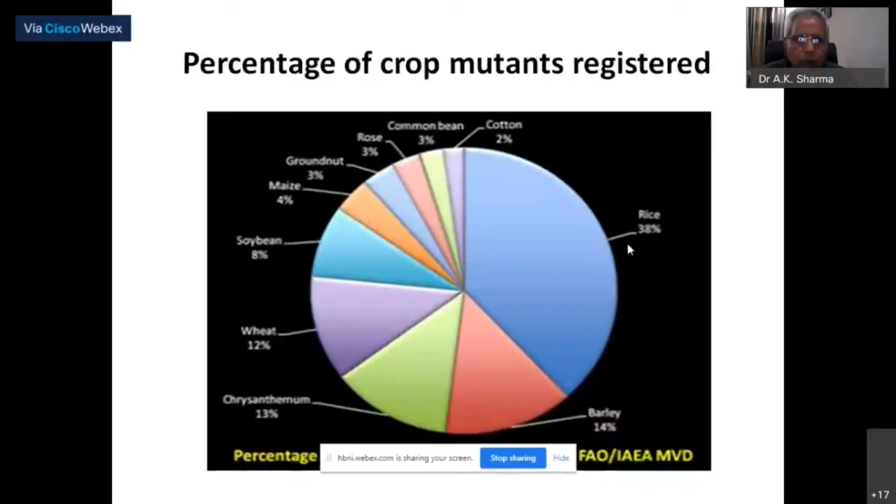Then we have cotton, beans, groundnut, maize, soybean, wheat, chrysanthemum. So largely rice, wheat, and barley have mutants which are registered with FAO IAEA.